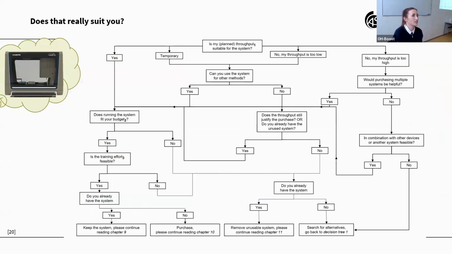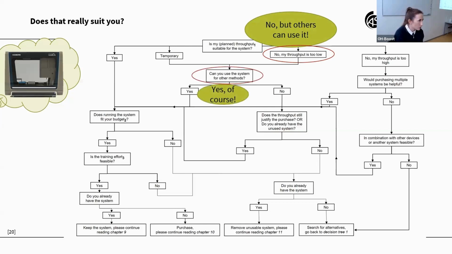Here the first question is if the throughput is suitable for the system. He said no, it's not suitable, but maybe other colleagues can use it. Then we came to the question, can you use the system for other methods? Yes, of course. On the one hand, he can use it for other methods. On the other hand, his colleagues. Does running the system fit your budget? This means not only the investment costs, but also follow-up costs, because if you have this complex machine in your lab, you have to maintain it. John says, okay, it's expensive, but it might be possible.